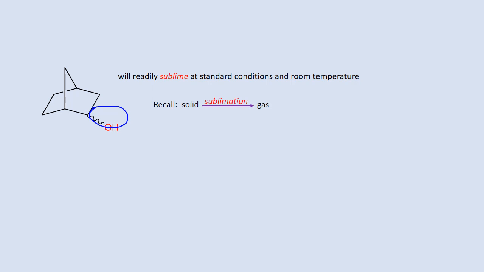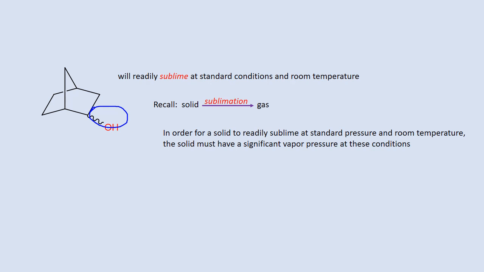Hopefully you remember that sublimation is the transition directly from a solid to a gas without ever entering the liquid phase. And not a lot of solids will readily sublime at standard pressure and at room temperature. This norborneol will. In order for this to happen, the solid needs to have significant vapor pressure at room temperature. And so, for example, solids that have a strong smell associated with them will be subliming, because that's why we can smell the vapors coming off of the solid.